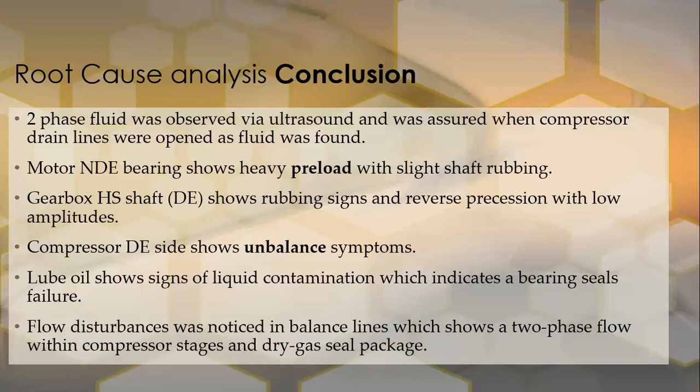The motor non-drive-in bearing shows heavy preload with slight shaft rubbing. The gearbox high-speed shaft shows rubbing signs and reverse precession with low amplitude. Compressor drive-in side shows unbalanced symptoms, and loop oil shows signs of liquid contamination, which indicates bearing seal failure.